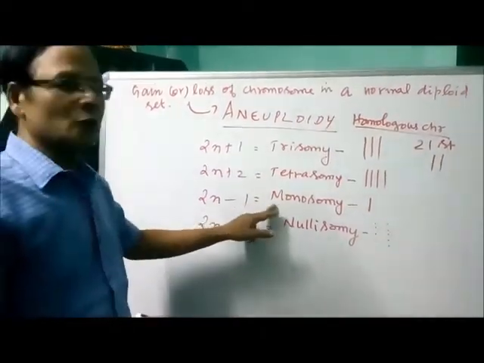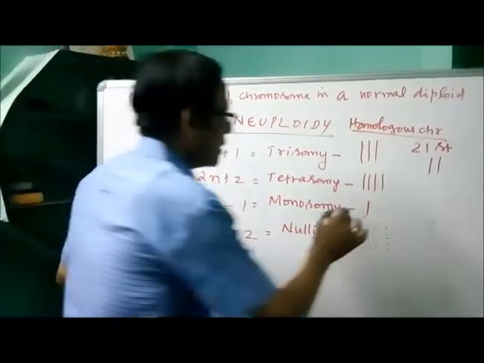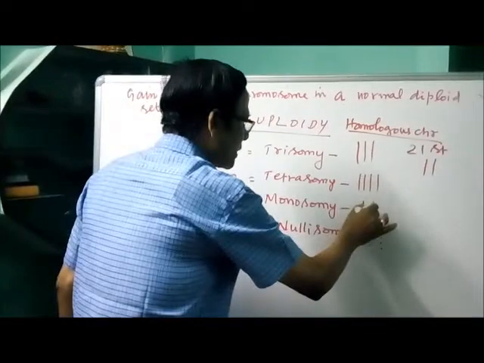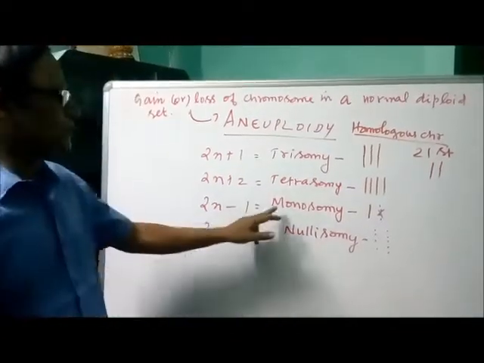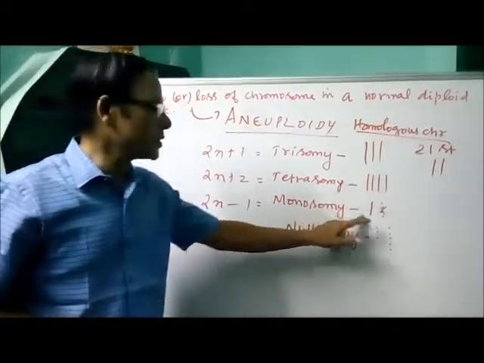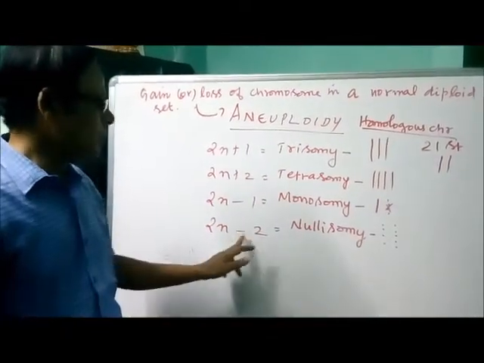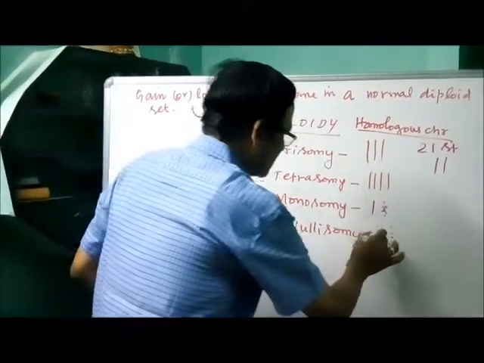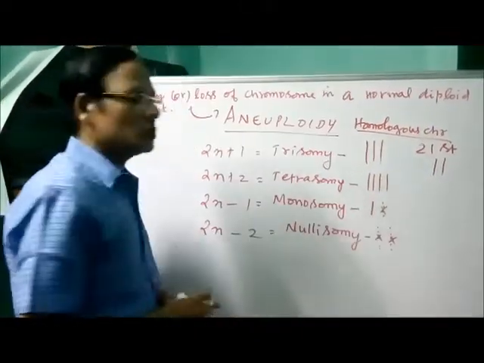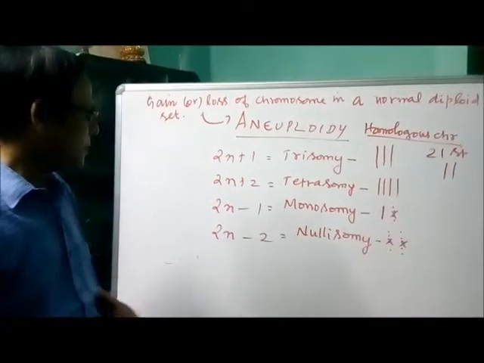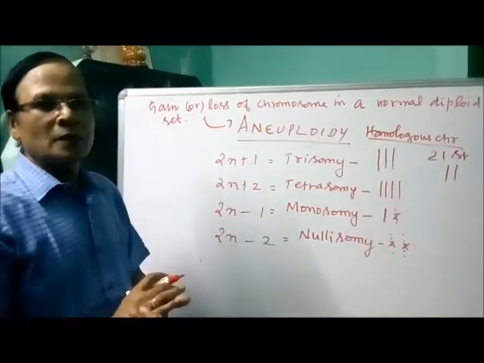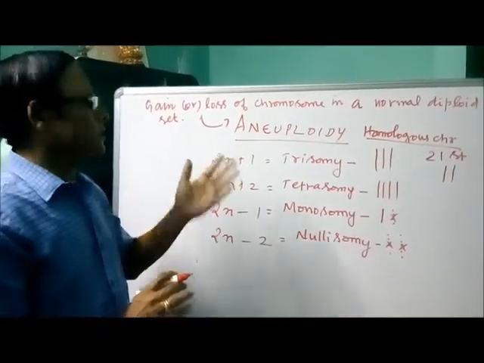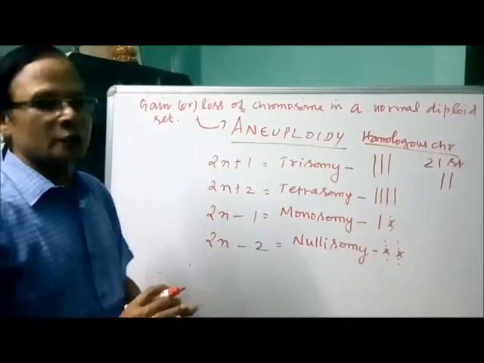Now monosomy, 1 chromosome is being lost. Out of 2 members, 1 chromosome is lost, and this is called monosomy. In a pair, only 1 member is present. Now the last one, nullisomy: 1 particular pair is completely lost. I represented it with a dotted line. That means both the chromosomes in a pair are lost. This is called nullisomy. Now in your syllabus, what example is given? For trisomy, that is 21 trisomy.